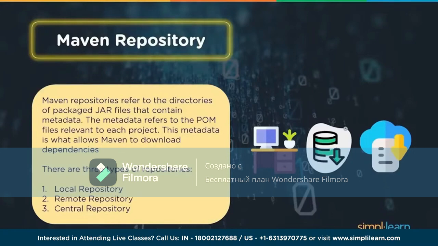Now there are three types of repositories from where we can download the dependencies. The first one is the local repository, the second one is the remote repository, and the third one is the central repository. These are the primary three types of repositories available for Maven. Whichever repository you want to access, you can access it and go with that.